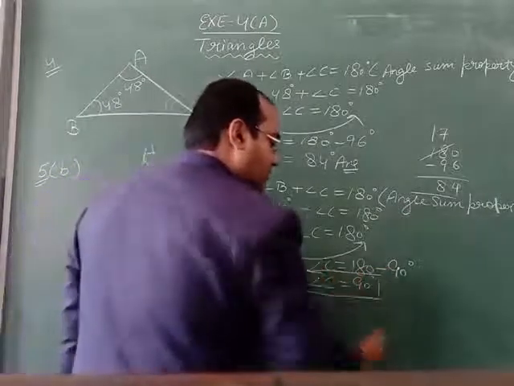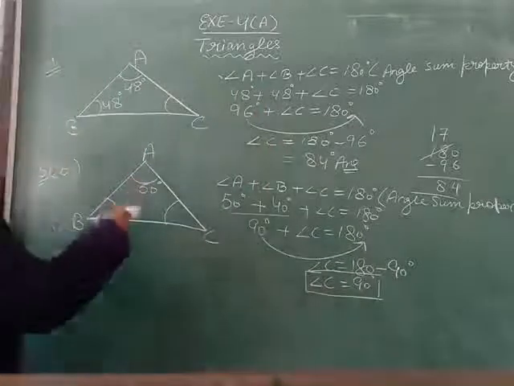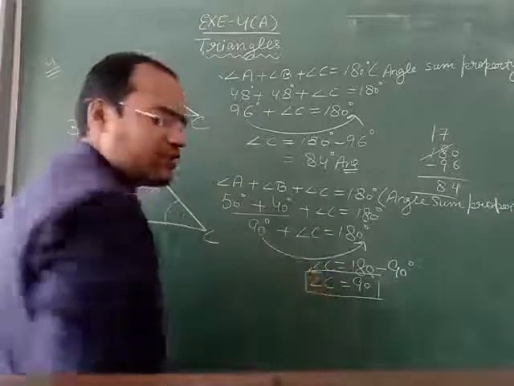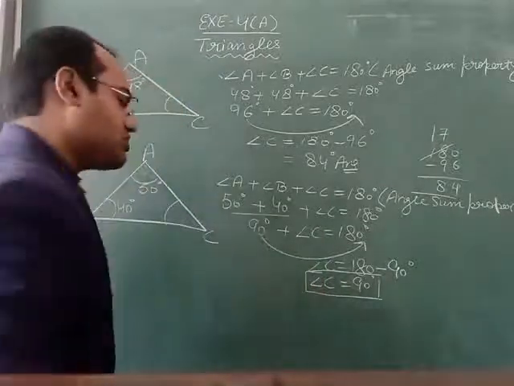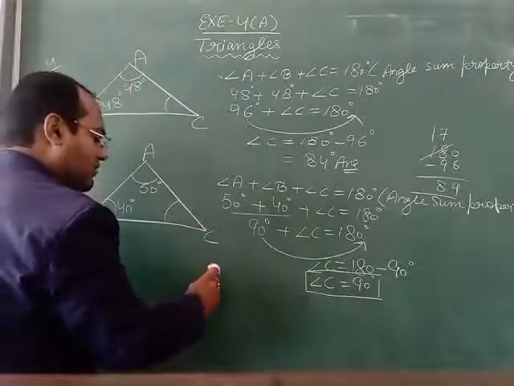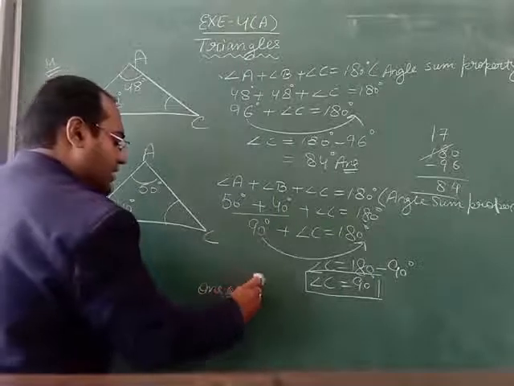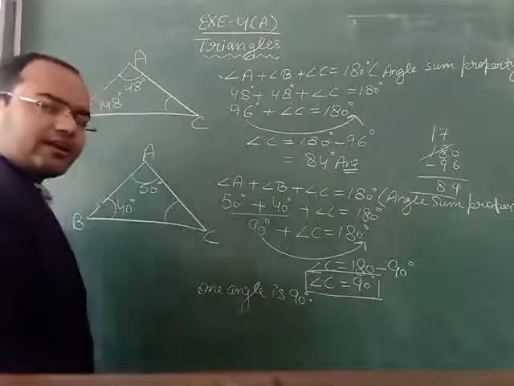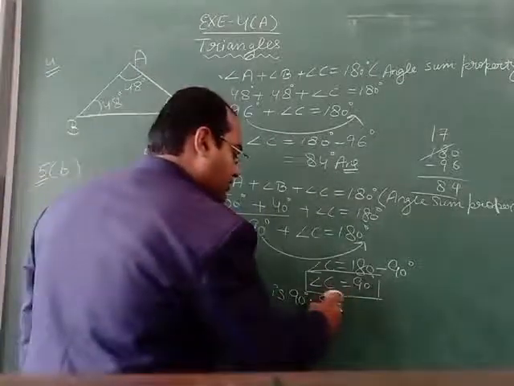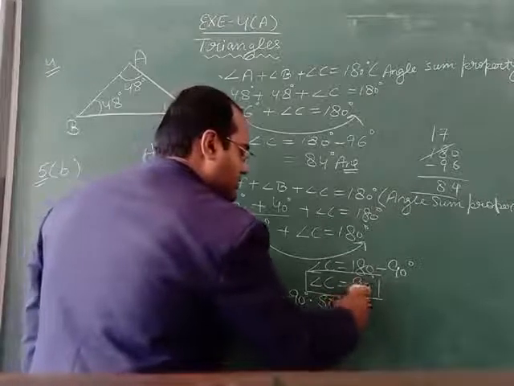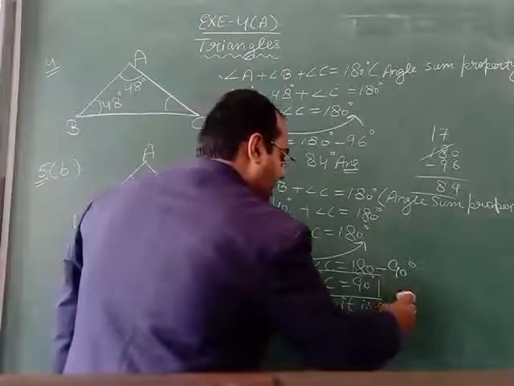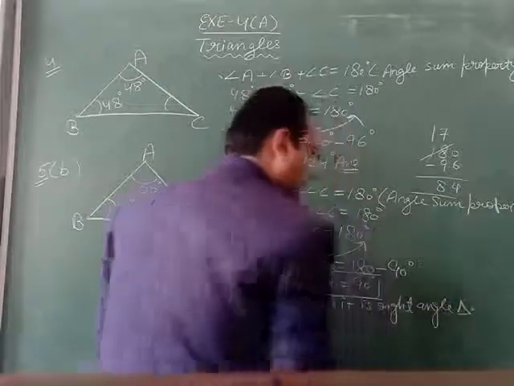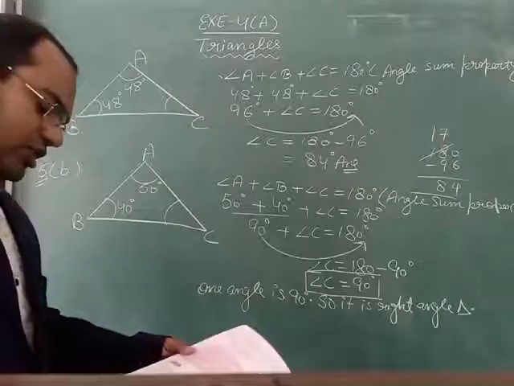So now we are having all the three angles. A angle is 50, B angle is 40 and C angle we had calculated here 90 degree. So what you will write? You will write one angle is 90 degree. Therefore, we can write it is a right angle triangle. So like this you have to do question number 5th.